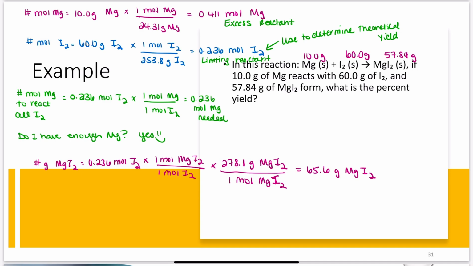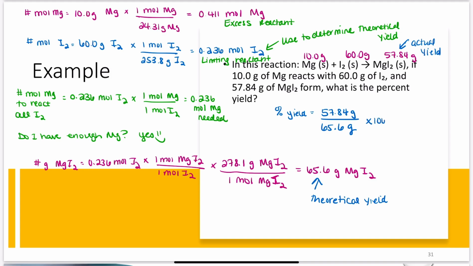I didn't. I have to calculate my percent yield. I obtained 57.84 grams. So that's my actual yield. Where is this? My theoretical yield. Divide that by 65.6 grams times 100% gives me an answer of 88.1%.